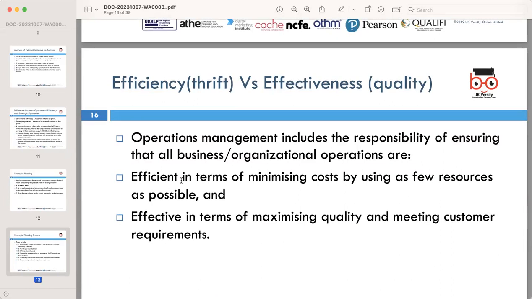Every company or organization wants some cost minimization. Okay, so they always try to reduce their cost by using as few resources as possible, and they always want to maximize quality and meet customers' requirements.